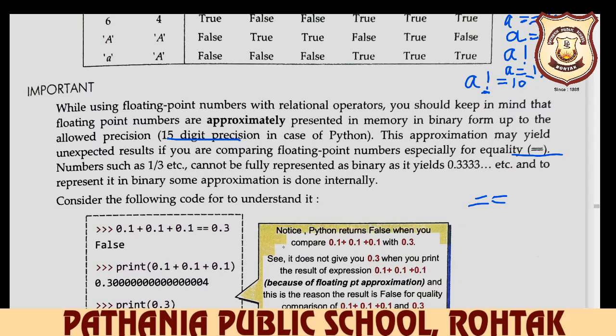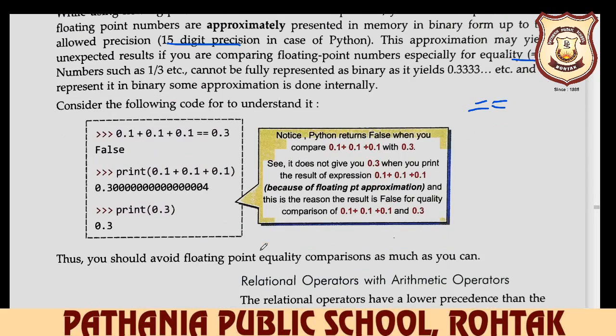And when you work with floating point numbers, they are approximately represented in memory in binary form up to the allowed precision of 15 digits. Numbers such as 1 by 3 cannot be fully represented in binary. It yields 0.333 etc., and to represent it in binary, some approximation is done internally. For example, is 0.1 plus 0.1 plus 0.1 equal to 0.3? Its answer is false.